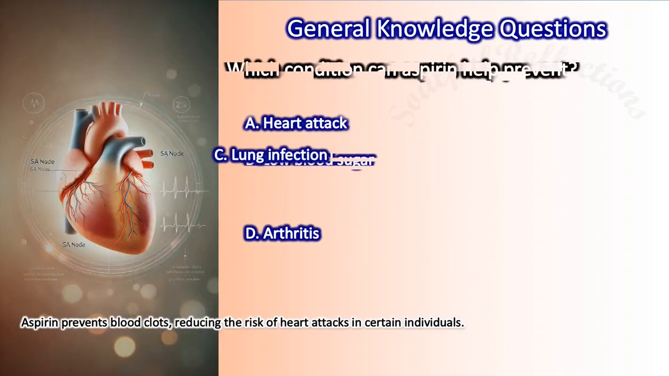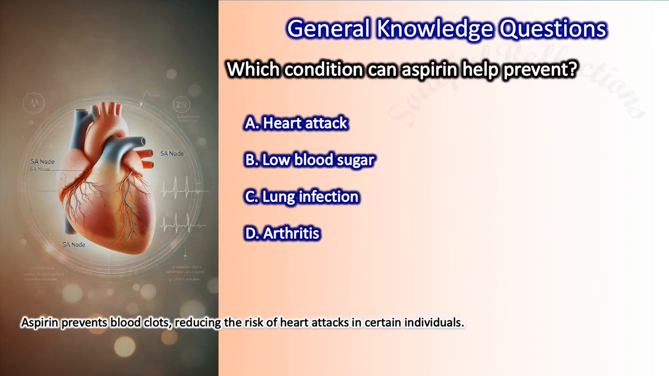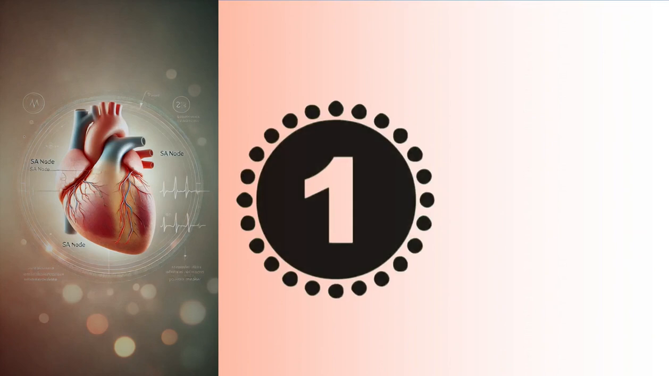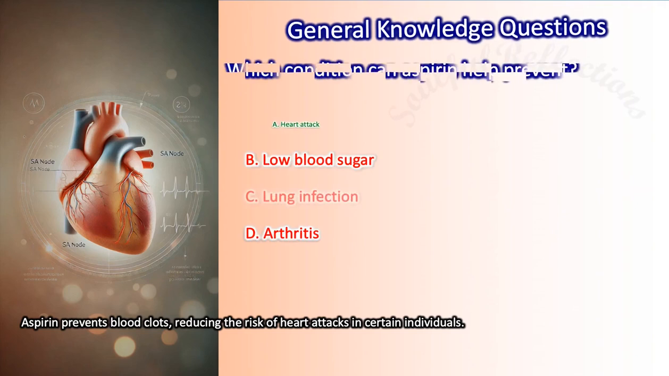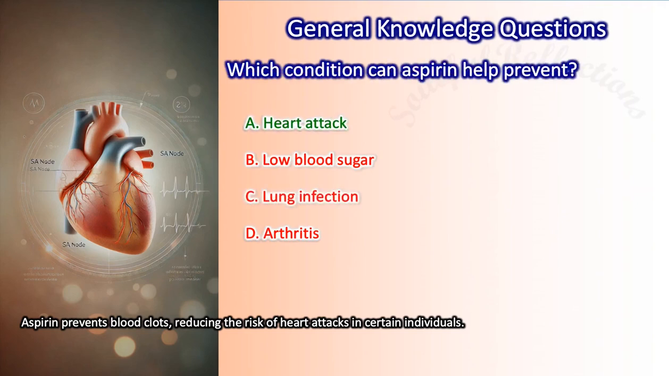Which condition can aspirin help prevent? Option 1, heart attack. Option 2, low blood sugar. Option 3, lung infection. Option 4, arthritis. The answer is, option 1, heart attack.